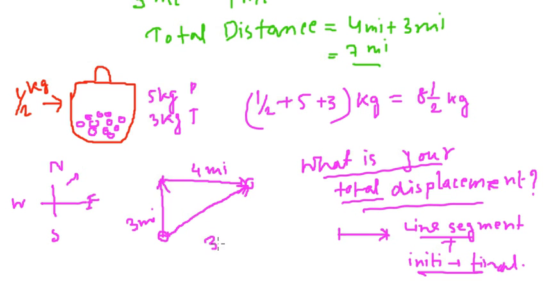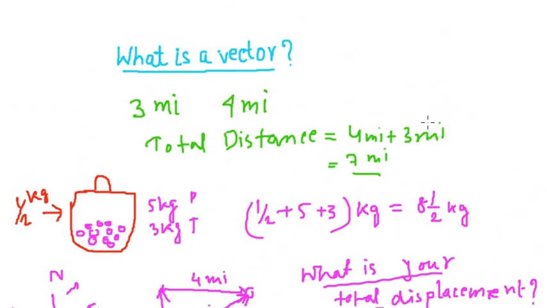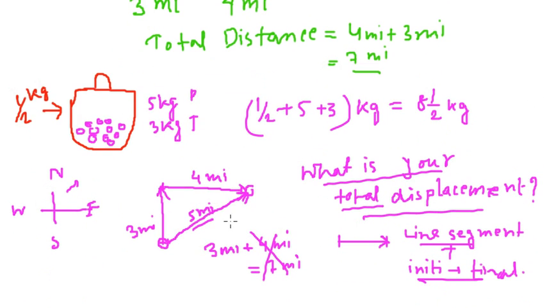So it is not just 3 miles plus 4 miles equal to 7 miles. It is not like that. You can see from this picture, this is just 5 miles. So it is not just adding up like the earlier examples. Here you just add them up, isn't it? But in this case you cannot add them up so easily. There is some different kind of addition for getting the total displacement.